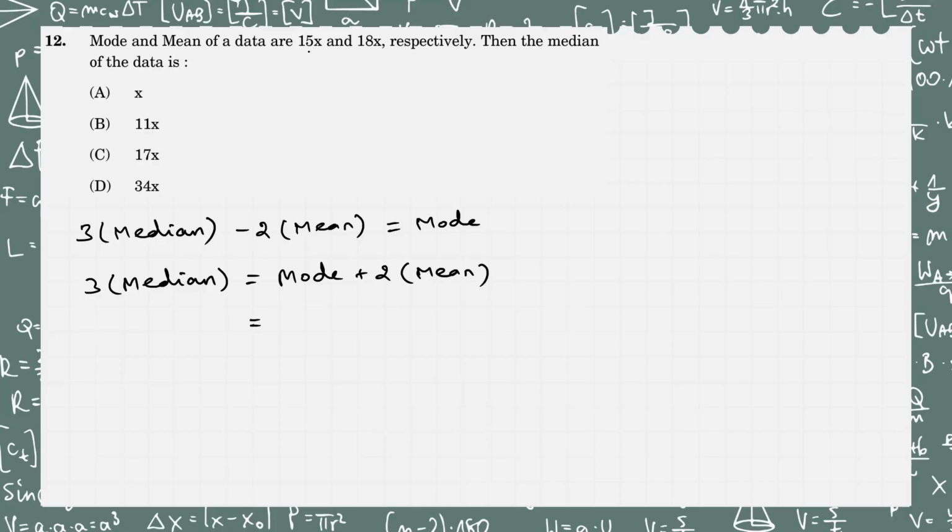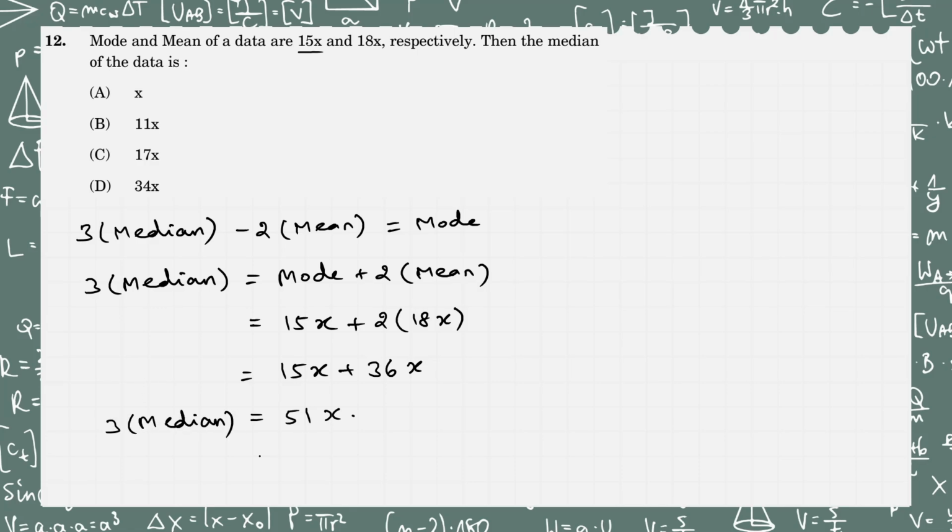So mode is given to be 15x and mean is given to be 18x. So 2 times 18x we have to write here. This will be 15x plus 36x and their total will be 51x, isn't it? So 3 times median equal to 51x. So median is equal to 51x divided by 3, and 3 can cancel 51 17 times, right? So 17x is the required answer. So option C is the correct answer.